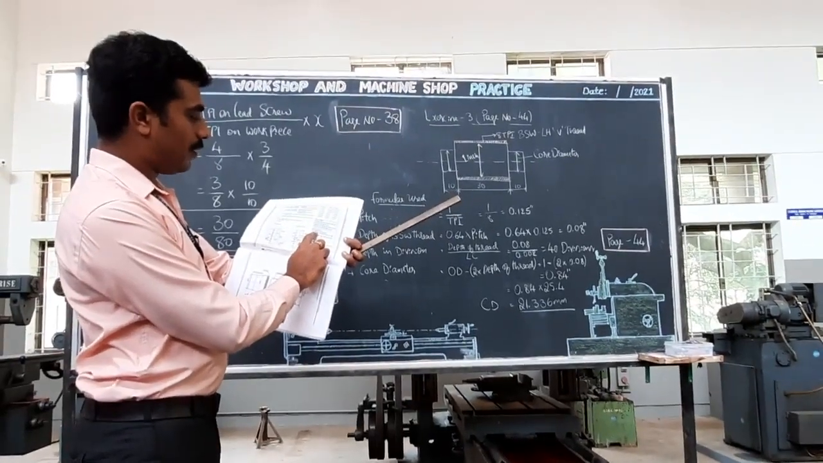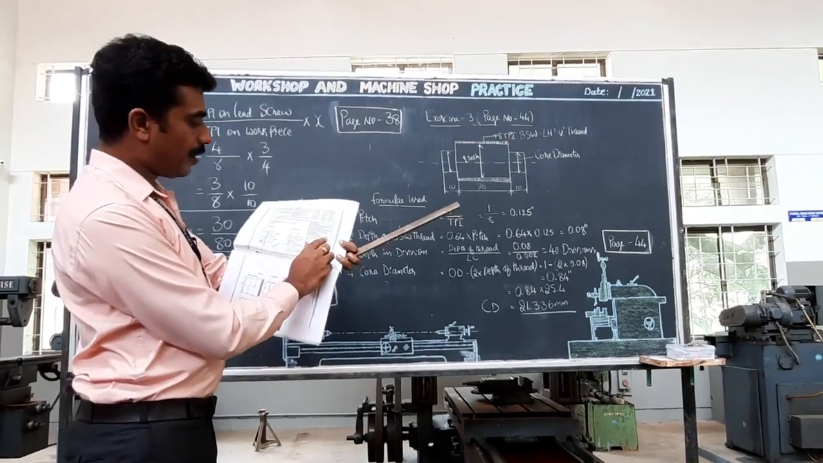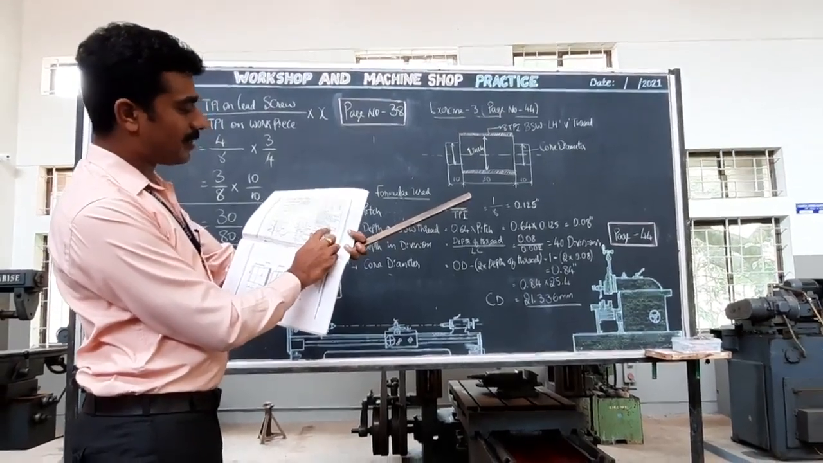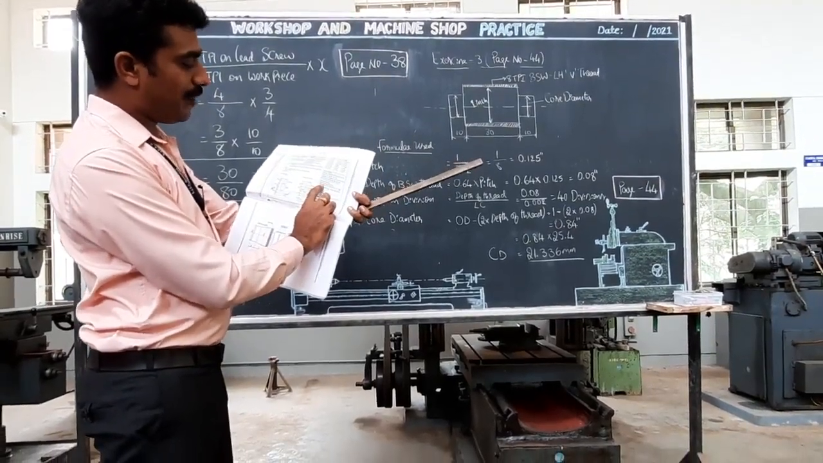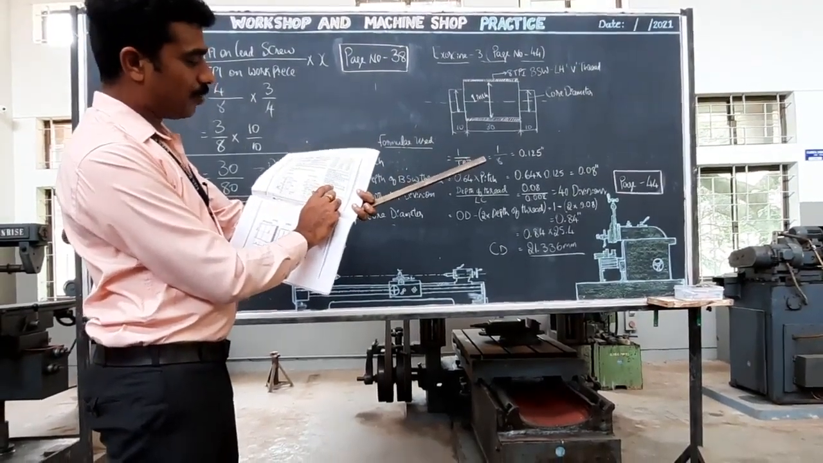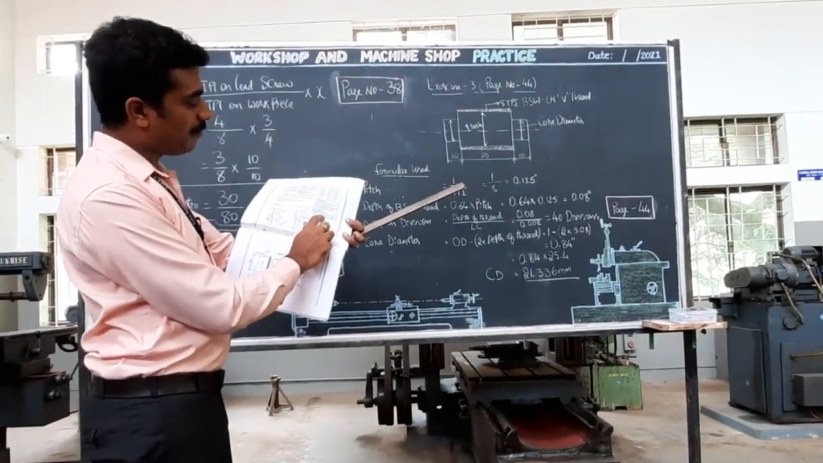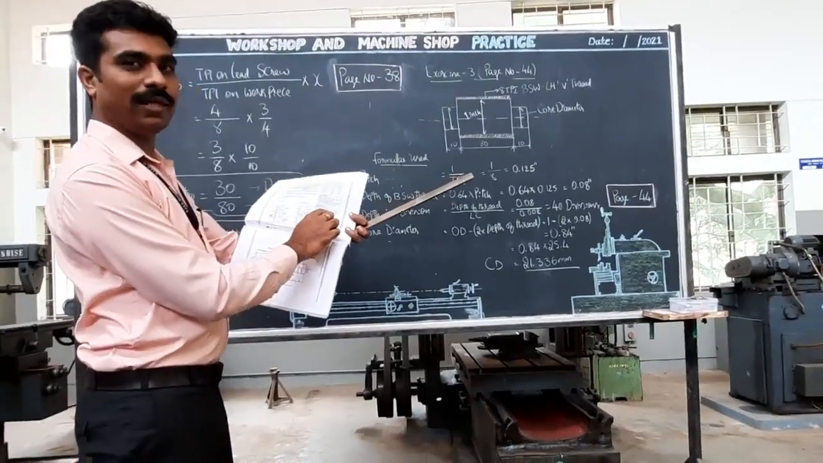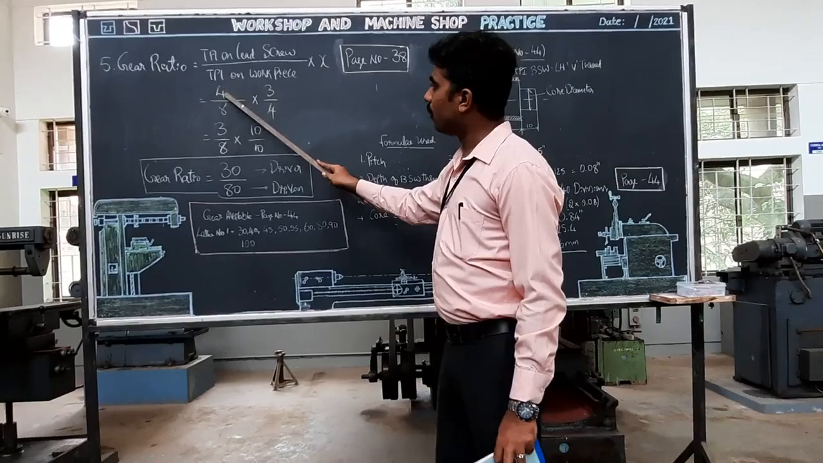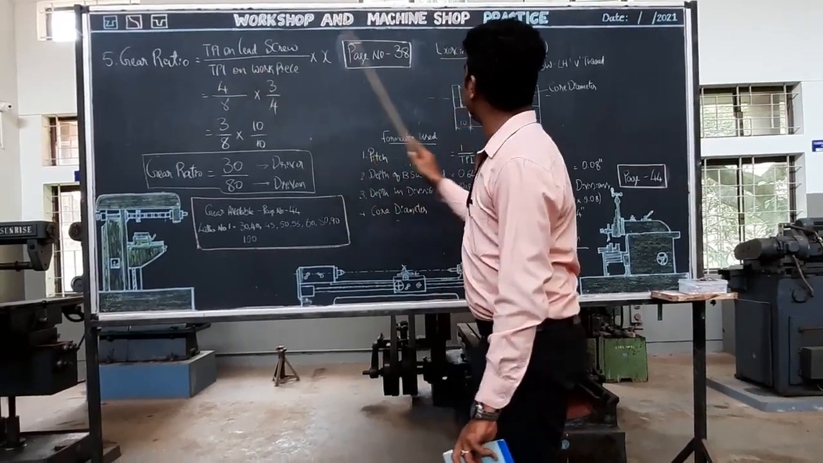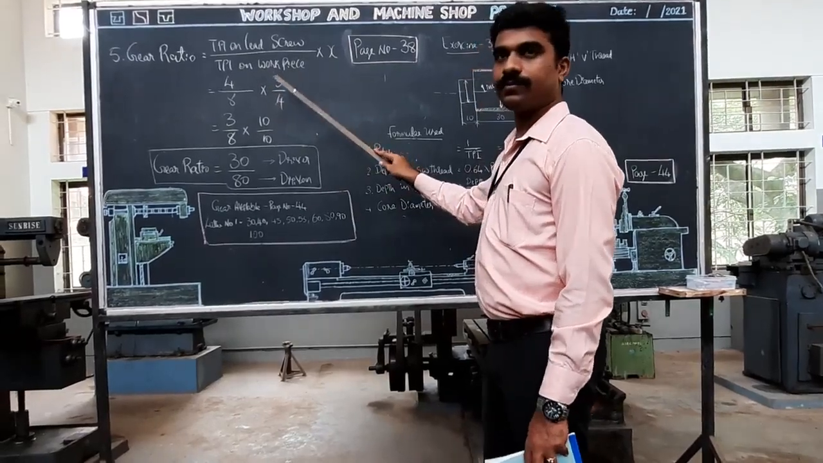Lathe number 1 is 6, lathe number 2 is 4. Also the value of X, you can see, is 3 by 4. We are not using Sona lathe number 1, we are using Sona lathe number 2 to 12. This is the lathe which we are using. So in that lathe, the TPI value is 4 and the X value is 3 by 4. So the same values are taken. TPI on lead screw is 4, TPI on workpiece is 8, value of X is 3 by 4.